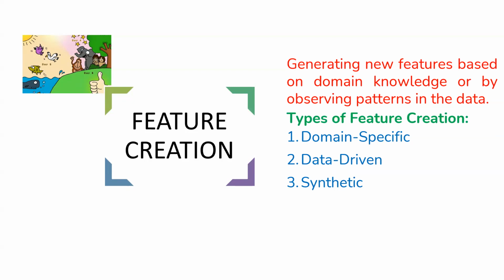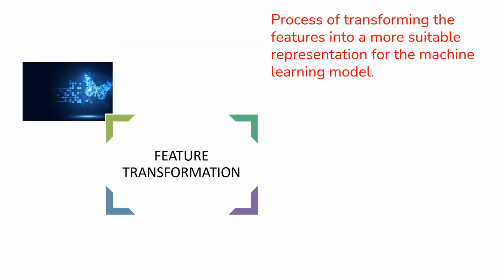Now the next step in feature engineering is feature transformation. What is meant by feature transformation? Feature transformation is the process of transforming the features into a more suitable representation for the machine learning model. We try to transform the created features into a suitable representation which will be useful for the machine learning model. That is what is called feature transformation.